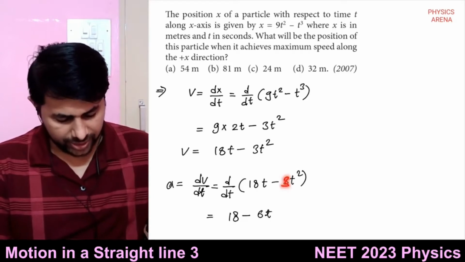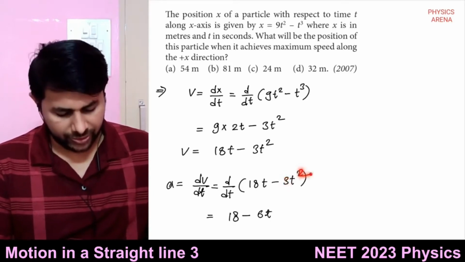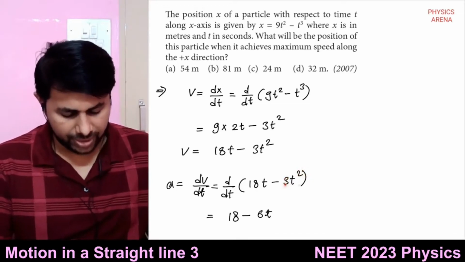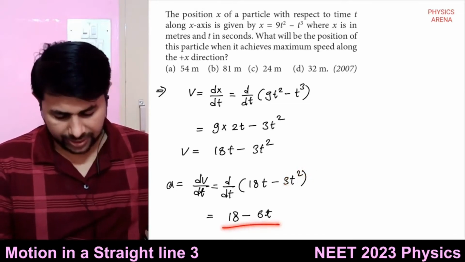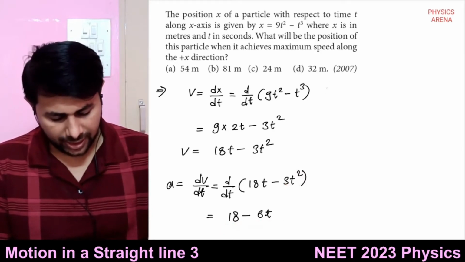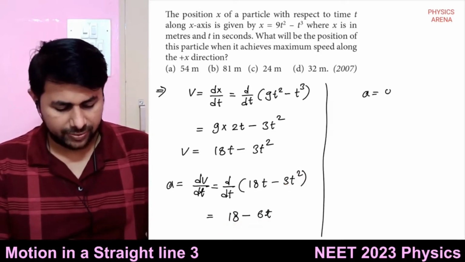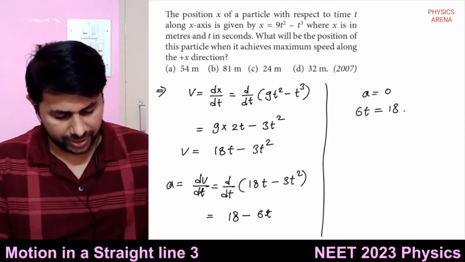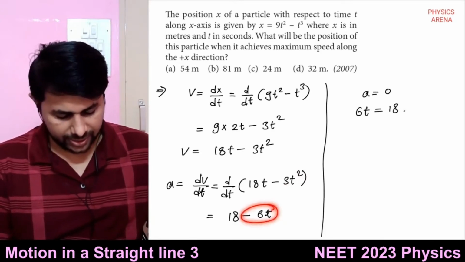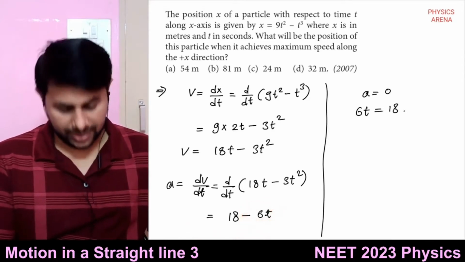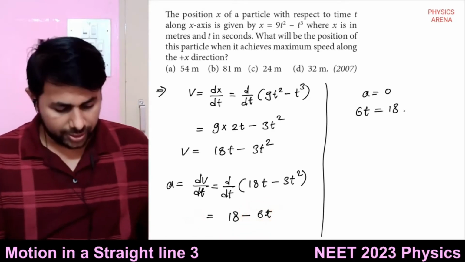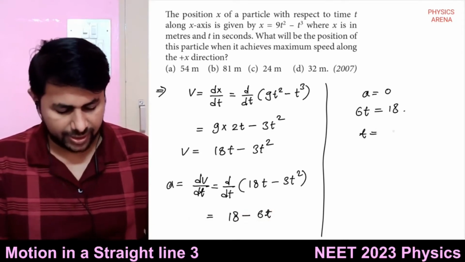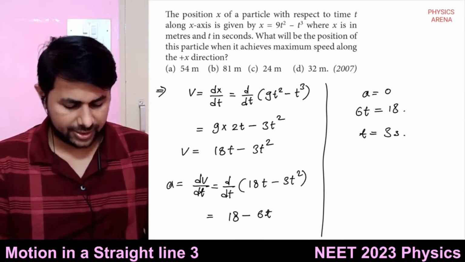So 3 times derivative of t square. Derivative of t square is 2t. So 3 times 2t is 6t. So 18 minus 6t is your acceleration. And the acceleration is equal to 0. That means 6 times t is equal to 18, because acceleration is 0. That means t is equal to 18 divided by 6. So it is 3 seconds.